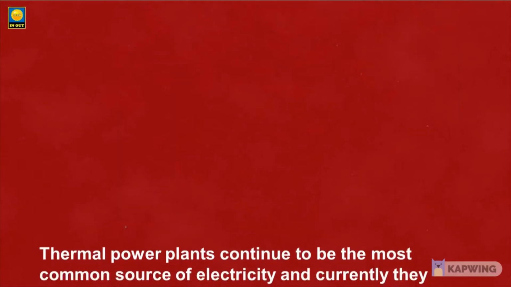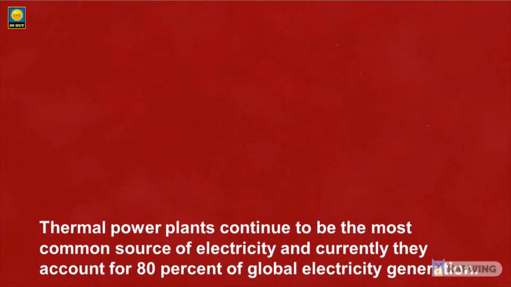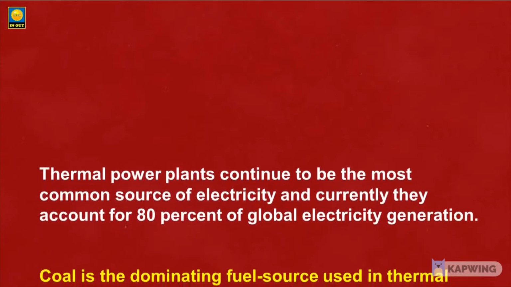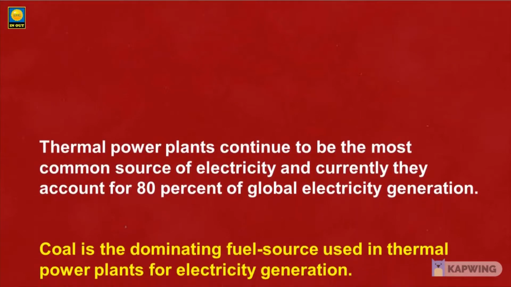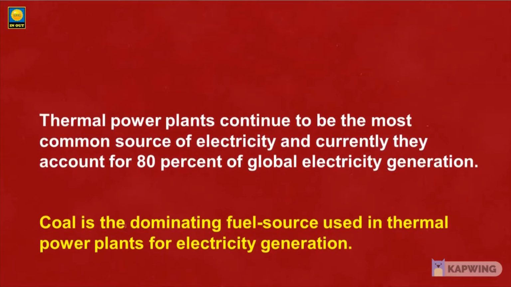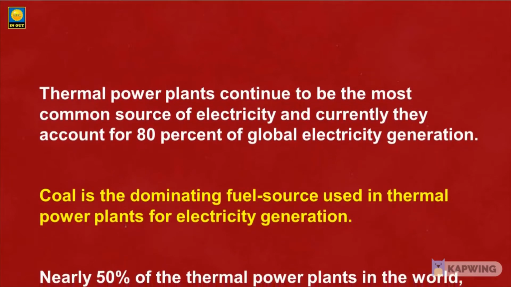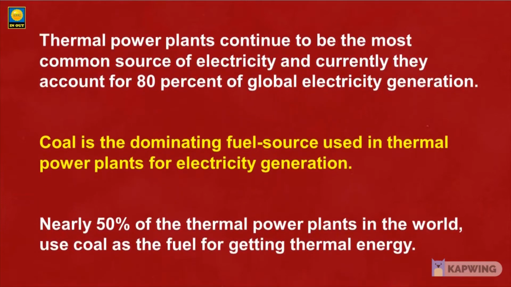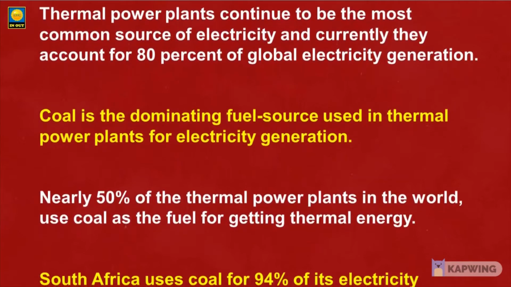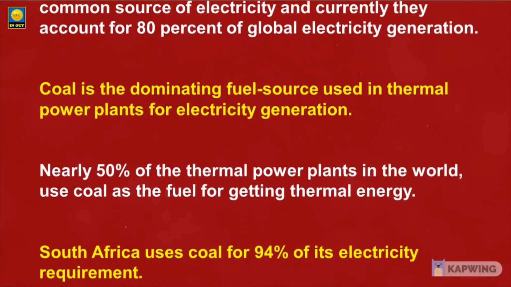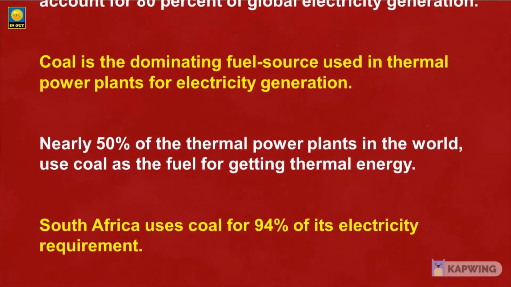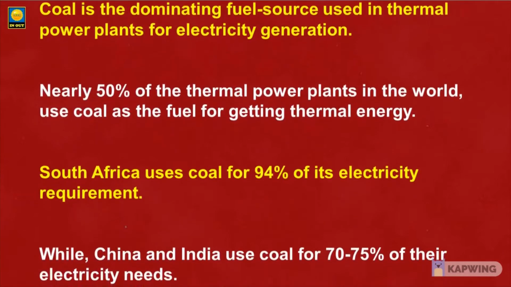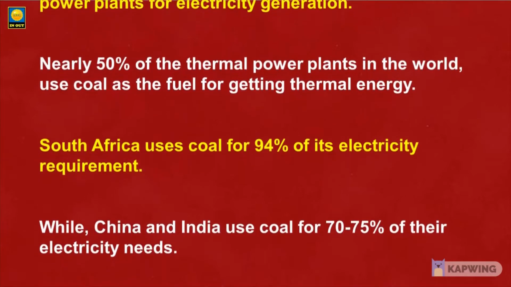Thermal power plants continue to be the most common source of electricity, and currently they account for 80% of global electricity generation. Coal is the dominating fuel source used in thermal power plants. For electricity generation, nearly 50% of the thermal power plants in the world use coal as the fuel for getting thermal energy. South Africa uses coal for 94% of its electricity requirement, while China and India use coal for 70 to 75% of their electricity needs.